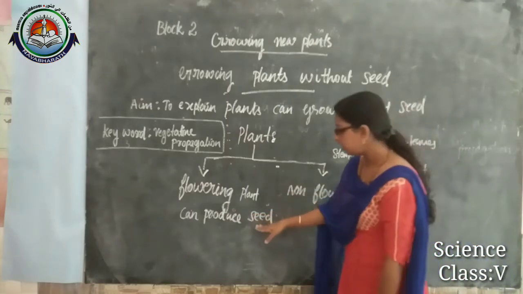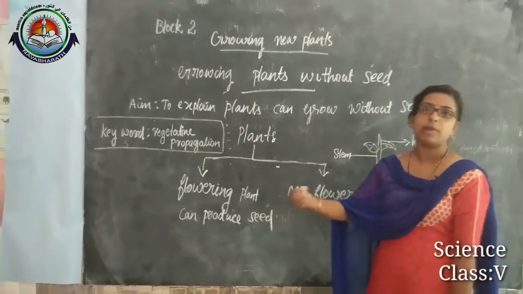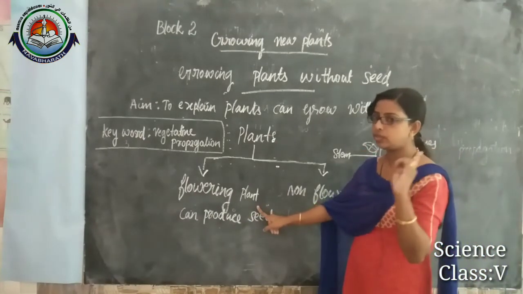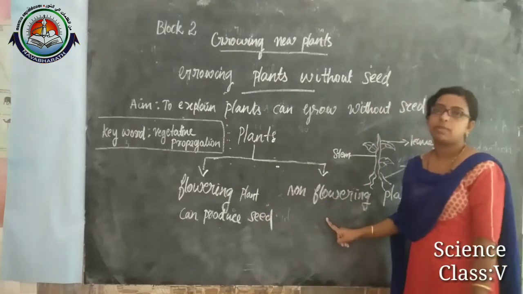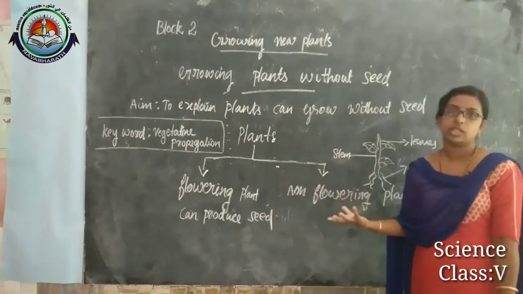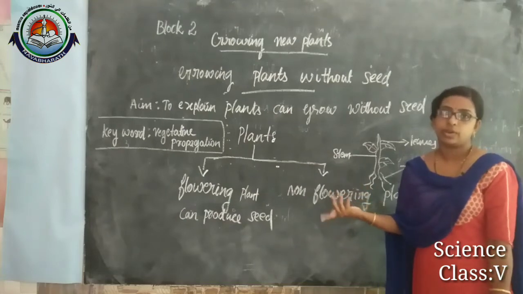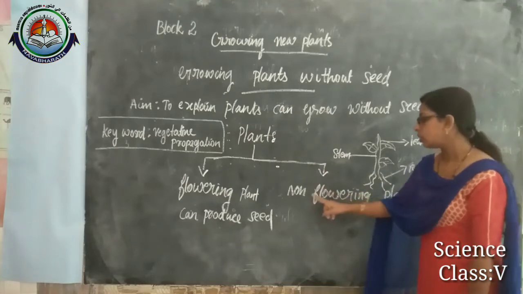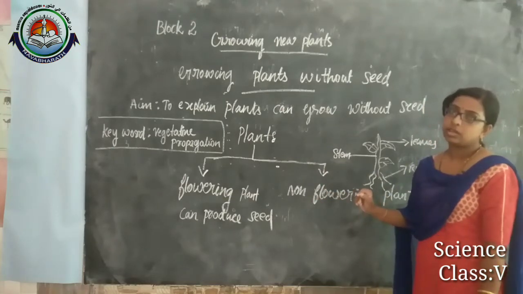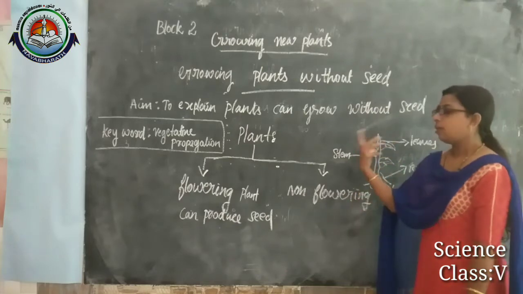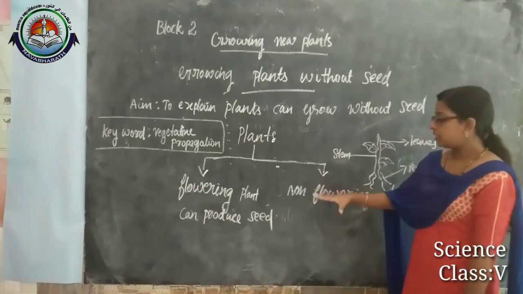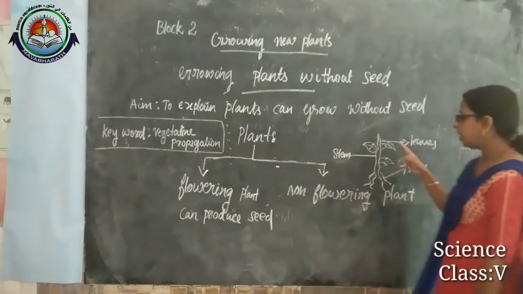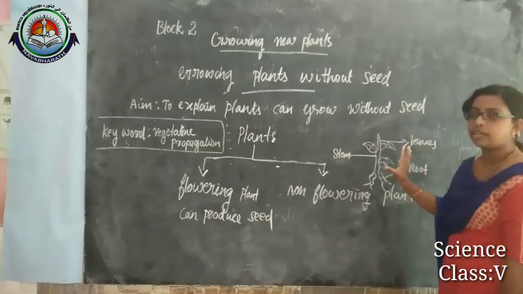As a result, this seed can produce a new plant through the process of germination that we learned in our first block. Non-flowering plants do not have any kind of seed and germination will not happen. They can't produce new ones in that way. If we consider non-flowering plants, they can't produce seed. That's why their body is specially designed for that.